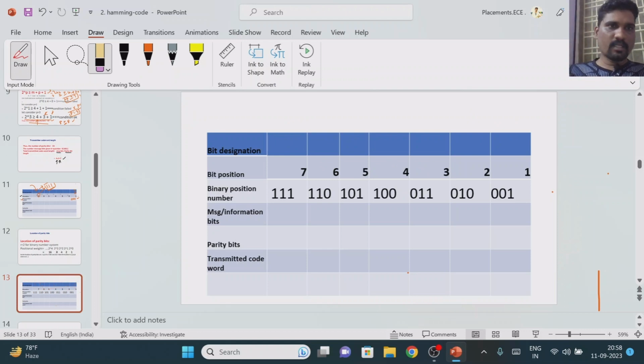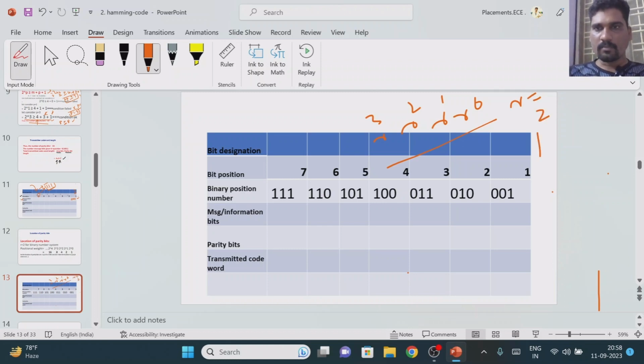As we said earlier, we have the formula for binary representation: R power 0, R power 1, R power 2, R power 3, and so on. What is the binary value? For the binary number system, R equals 2, because in the binary number system we use only 2 digits, 0 and 1. Just substitute the value: 2 power 0, 2 power 1, 2 power 2, 2 power 3, and so on.